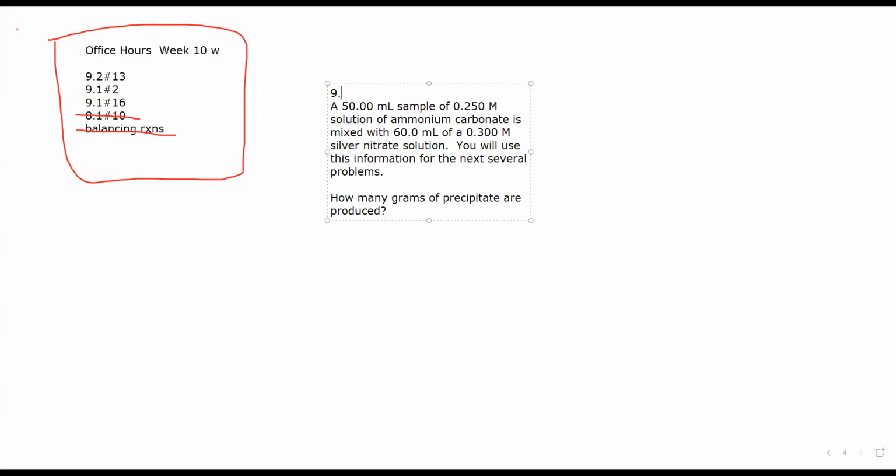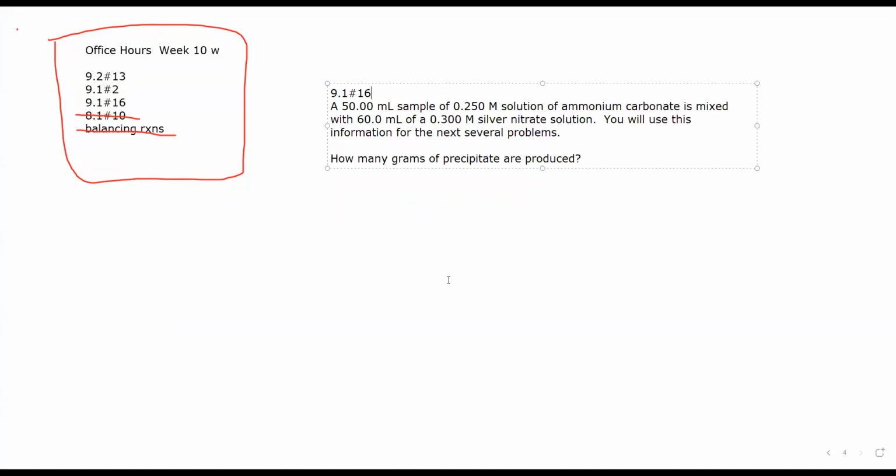where we have to actually think about how things exist in solution. So we've got two different parts to the question. We're going to ask, what's the amount of grams produced? And then we're going to ask for the concentration of NH4 in solution after reaction.